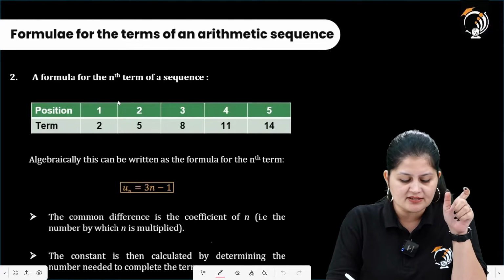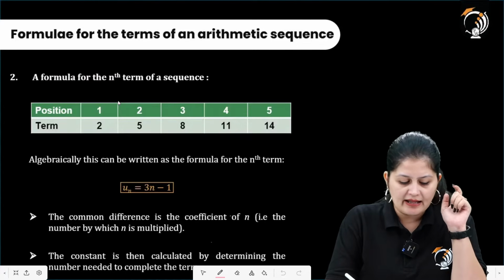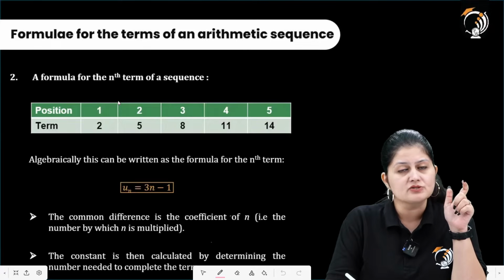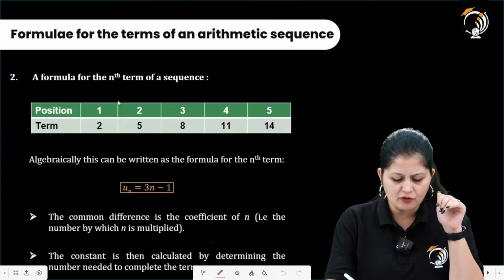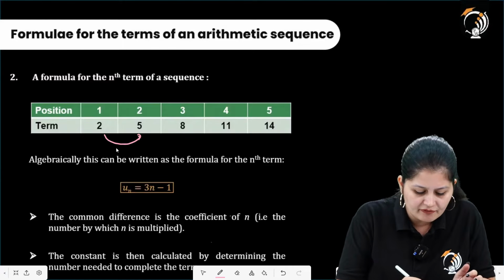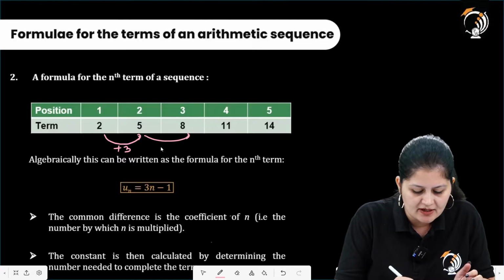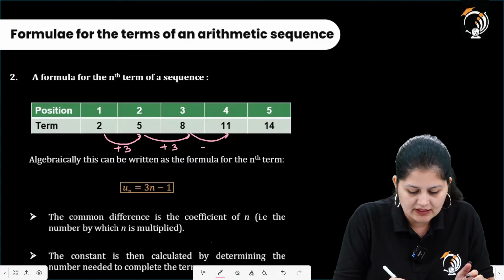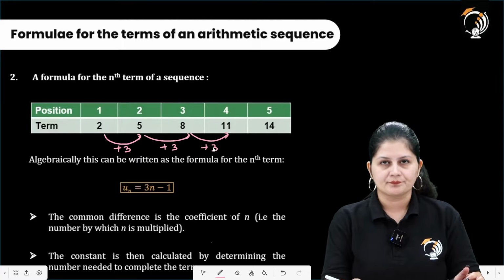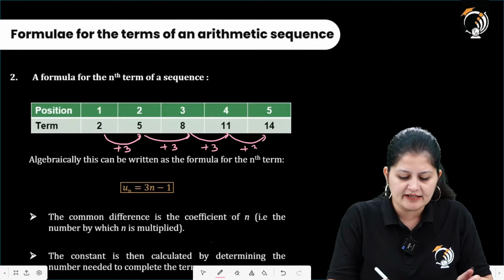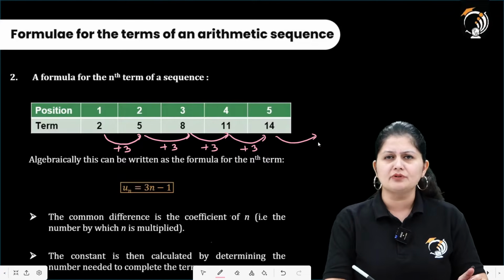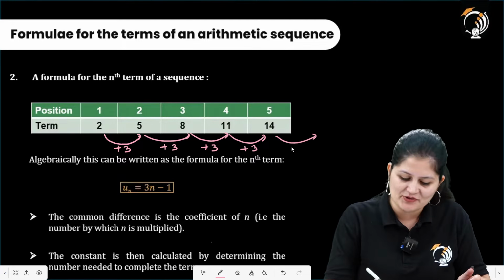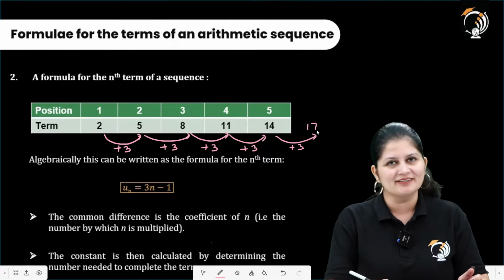What we can observe next is that when n is equal to 3, the value of the term is 8. And when n is equal to 4, the value of the term is 11. Can we observe that there is a common difference? It is a +3 sequence. In order to get the succeeding term, we are adding 3 to it. If I ask you what the next term is, you will simply do 14 plus 3, which is 17.